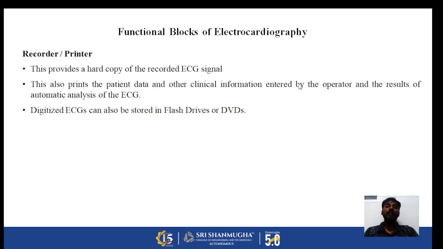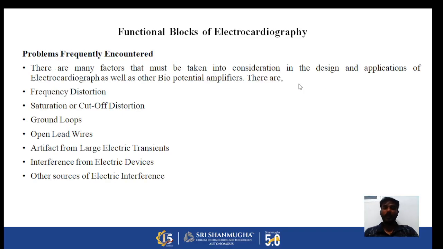Recorder or printer. This provides a hard copy of the recorded ECG signal. This also prints the patient data and other clinical information entered by an operator and the results of the automatic analysis of the ECG. Digitized ECGs can also be stored in flash drives and DVDs.